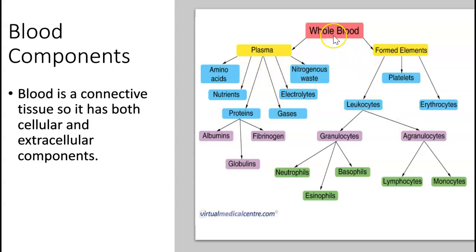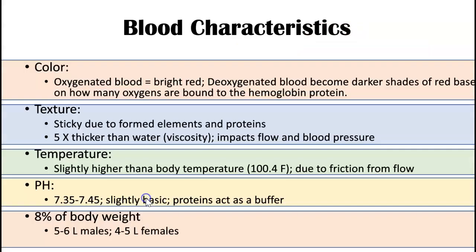So remember, blood is a connective tissue, so it's got cellular components, that's the formed elements, and then it has extracellular matrix or extracellular components, and that in this case is the plasma. The plasma is going to be made up of amino acids, nutrients, proteins, gases, electrolytes, nitrogenous waste, those types of things. And then again, the plasma will hold those different formed elements.